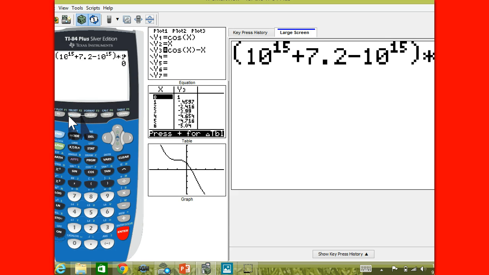Is 0. Because that's what my calculator said, and my calculator is always right. I must have typed it in wrong. No, we typed it in right. Lies my calculator told me.